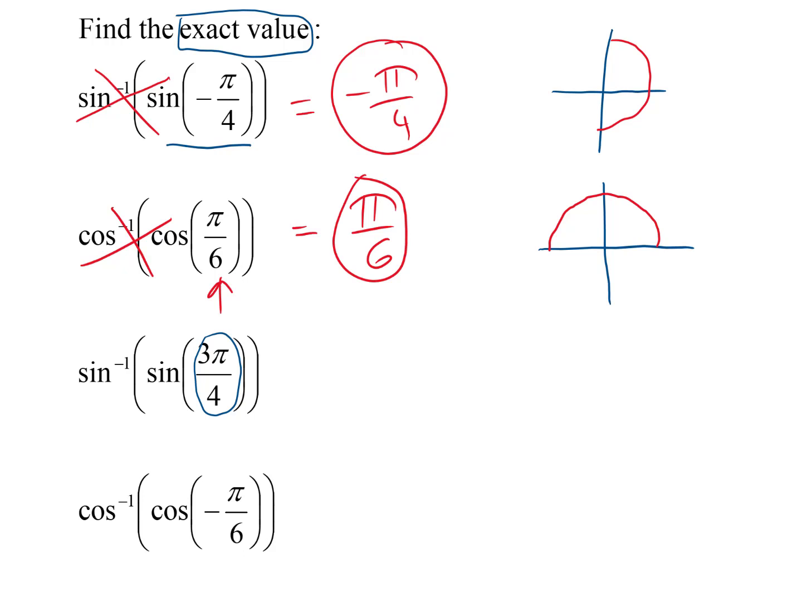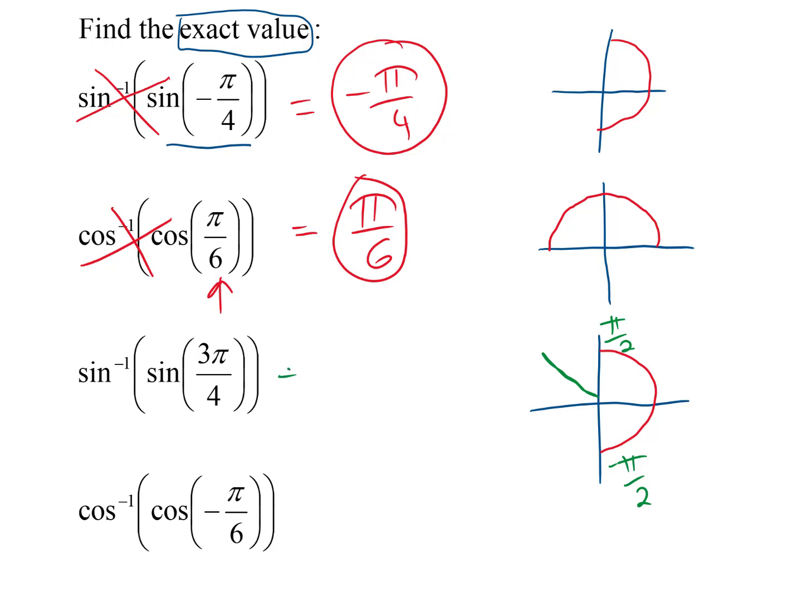Now, looking at this next one, it's asking us to find the inverse sine of the sine of 3 pi fourths. Remember, inverse sine was the right half of the circle, and 3 pi fourths is over here. So they're not going to just cancel out, because you can't give 3 pi fourths as the answer to an inverse sine. It has to be something between negative pi halves and pi halves.